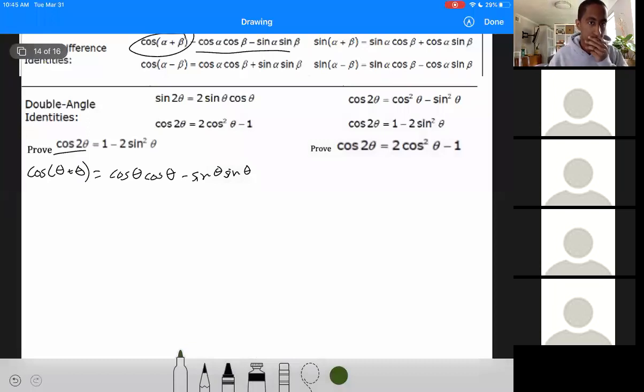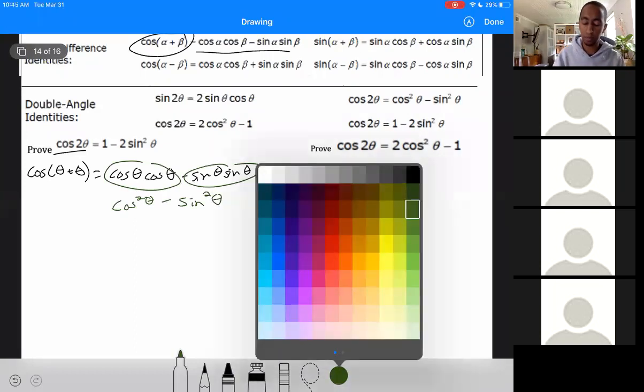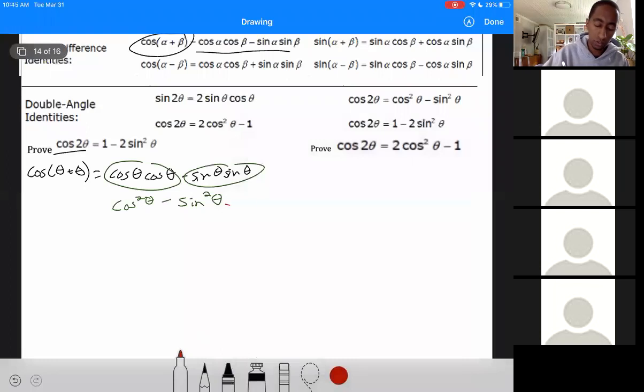Okay. And then, same starting. This is going to be cosine squared of theta minus sine squared of theta. Now, right here, we want this to look like this. To prove it, I want you to actually think about what you could do to make that true. I'm going to pause it and let you get a minute.